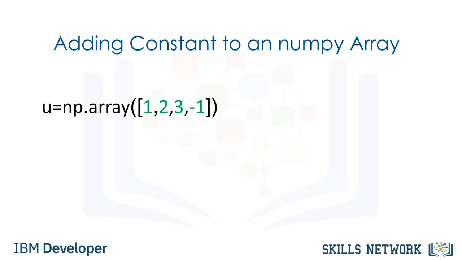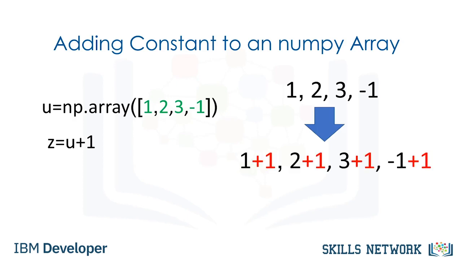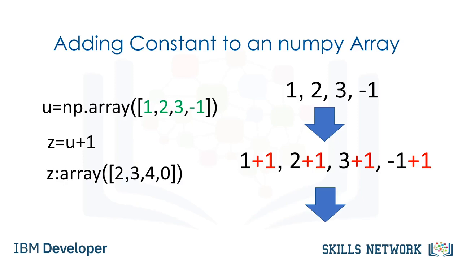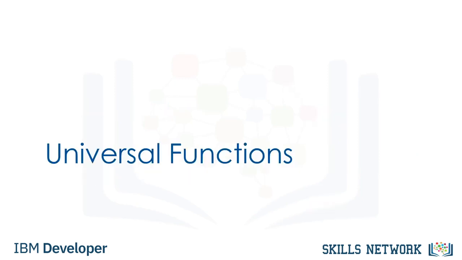Consider the array u. The array contains the following elements. If we add a scalar value to the array, NumPy will add that value to each element. This property is known as broadcasting. A universal function is a function that operates on ND arrays.